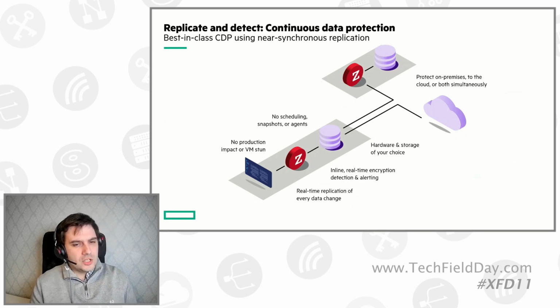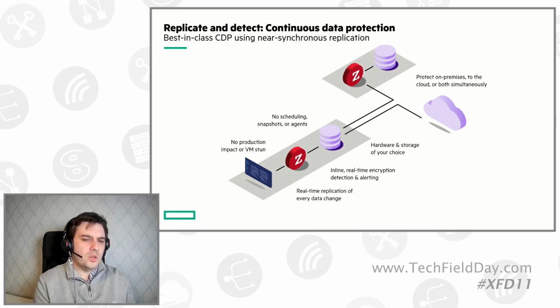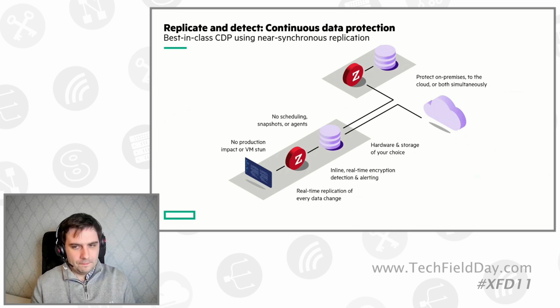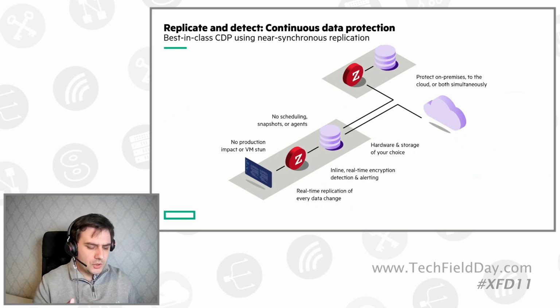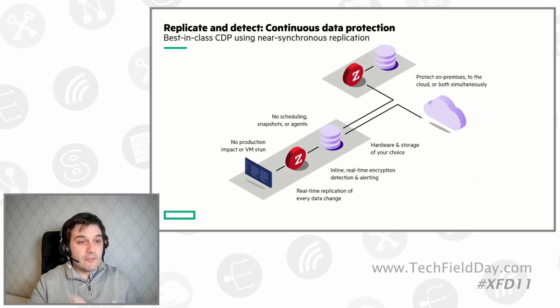But when I say no scheduling, we're just replicating the data as quickly as we possibly can. As you saw from previous slides, RPOs between 5 and 10 seconds are pretty typical for the vast majority of Zerto customers. And because we're not taking any snapshots, we don't have any production impact or virtual machine stunning either. So we don't have to worry about only taking copies of data once a day. We can do it as many times throughout the day, on that continuous basis with those super low RPOs. And because of those super low RPOs, we are replicating every change that happens inside the virtual machine in near real time.